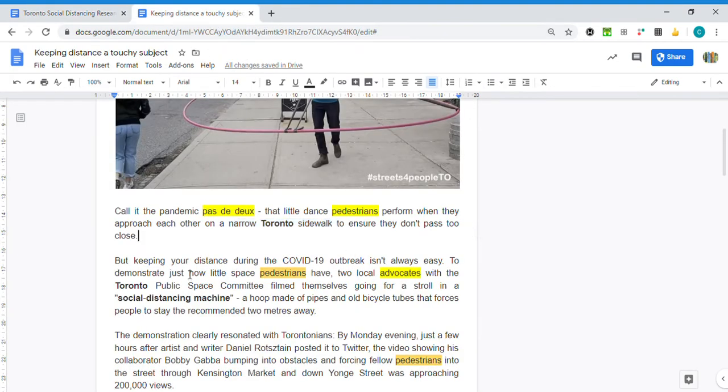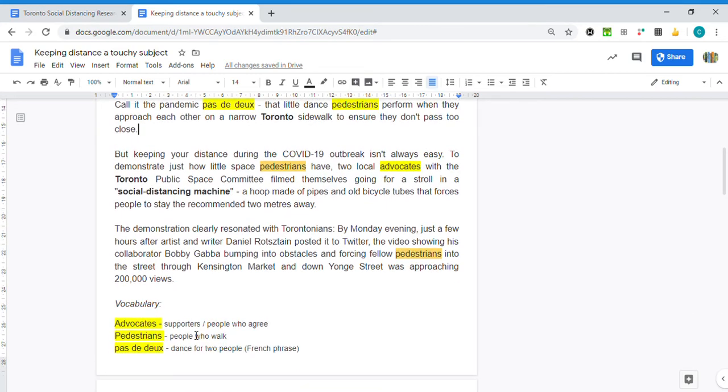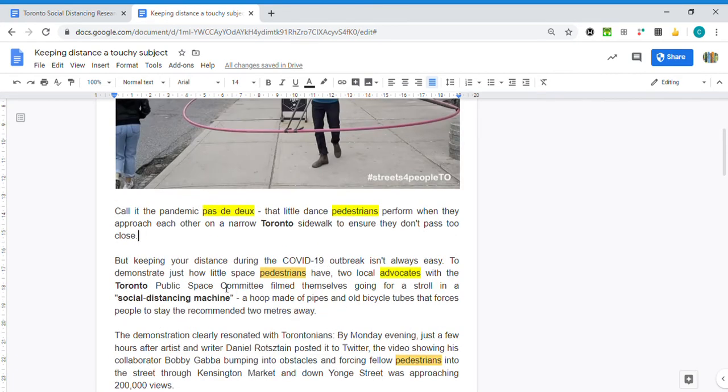Let me continue reading. "But keeping your distance during the COVID-19 outbreak isn't always easy. To demonstrate just how little space pedestrians, those are people who are walking, have, two local advocates, advocates means supporters, people who agree, with the Toronto Public Space Committee filmed themselves going for a stroll in a social distancing machine, a hoop made of pipes and old bicycle tubes that forces people to stay the recommended 2 meters away." So I'm going to read that one more time. "Keeping your distance during the COVID-19 outbreak isn't easy."